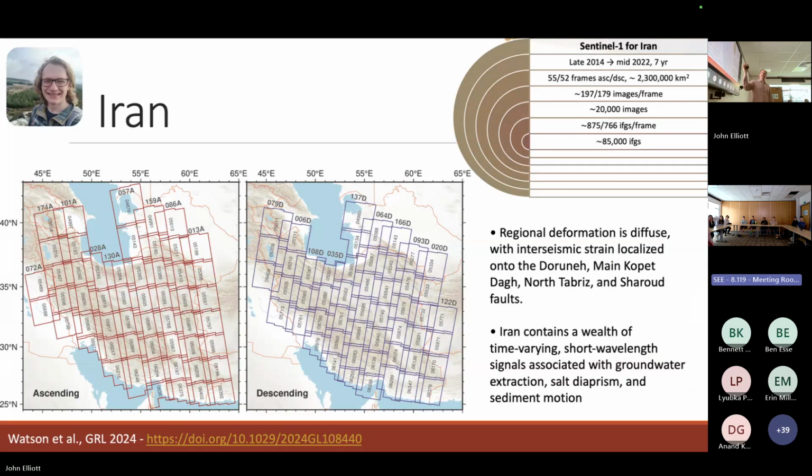Then Andrew Watson, with his PhD, was able to scale that up by over a factor of 2 to over 2 million square kilometres to do the whole of Iran, in which he was able to measure really quite diffuse deformation across most of Iran, deforming with concentrated zones across some of the strike slip faults, broadly diffuse across the Zagros, and really quite a wealth of short wavelength deformation not related to tectonics, but due to groundwater extraction, salt diapirism, and sediment motion. But he was able to scale that up to a much bigger distance, using more recent data.